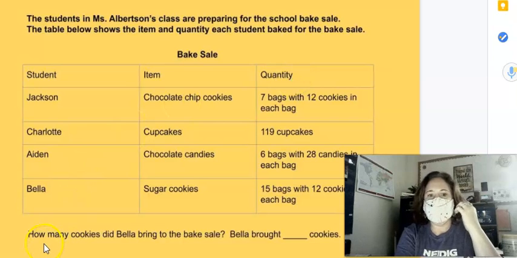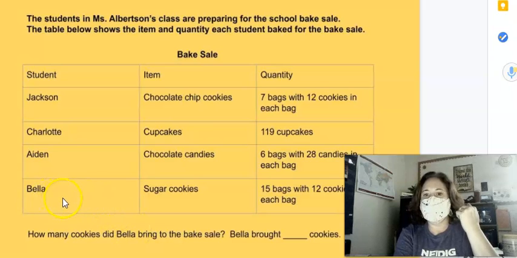All right, so we have a question down here on the bottom. How many cookies did Bella bring to the bake sale? Bella brought blank cookies. Okay, so we're only worried about Bella. Bella brought sugar cookies. She has 15 bags with 12 cookies in each bag. So how do we figure this out? 15 bags with 12 cookies in each bag.